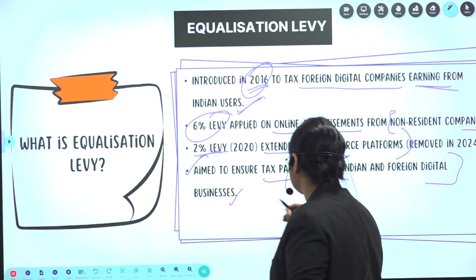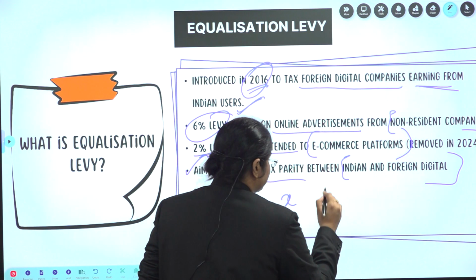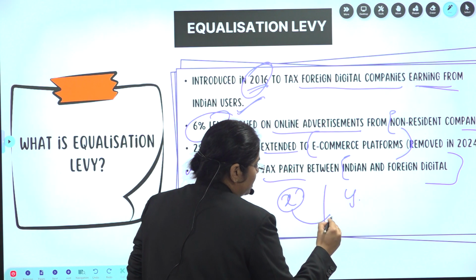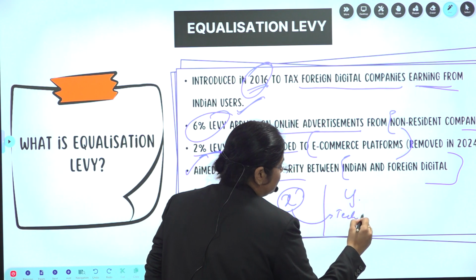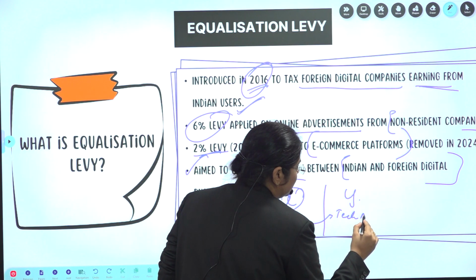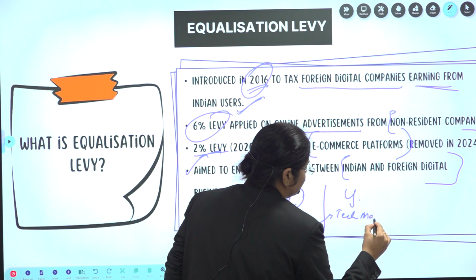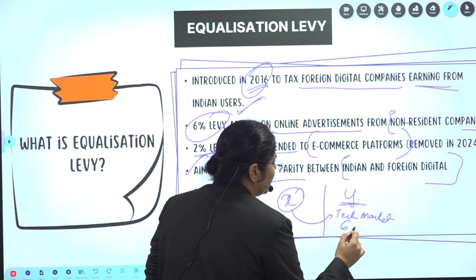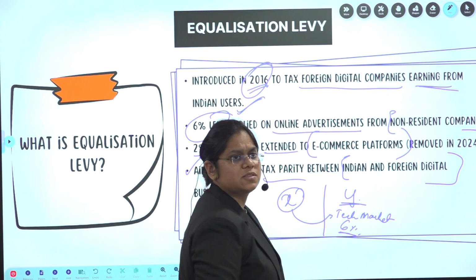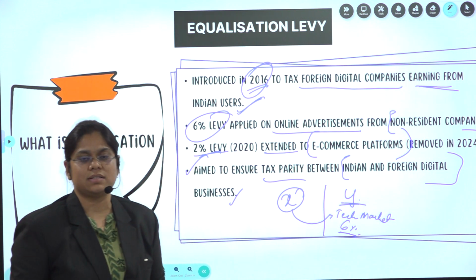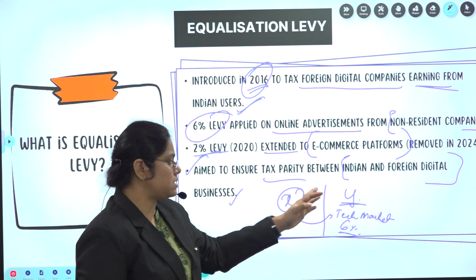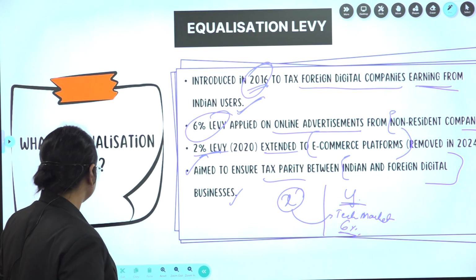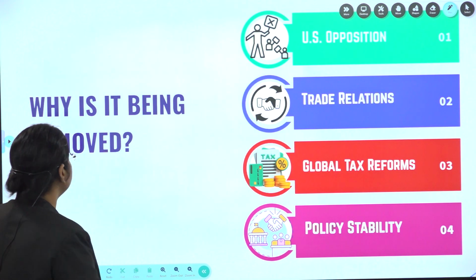As a simple example, see, X country and Y country. This X country is keeping a tech company in the domestic market, that is the Y company. Then what is this Y company doing? It is simply keeping 6% of tax on any online services or digital services it is producing in the Y country. Simple.